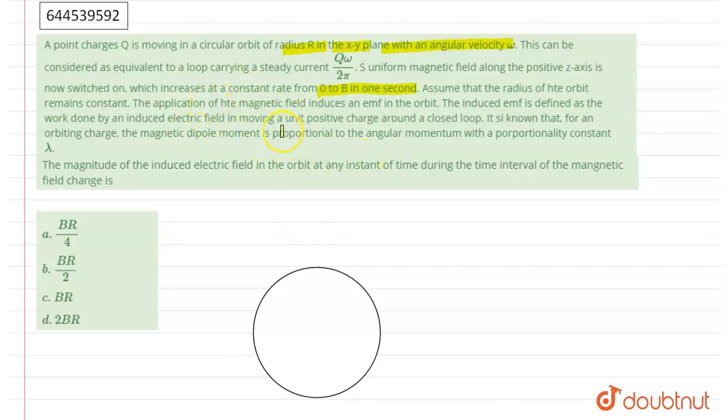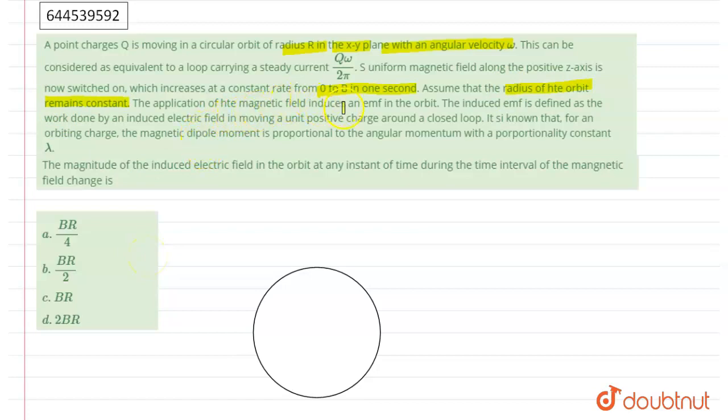So we can consider that the rate of change of magnetic field, dB over dt, is equal to b, because the change in magnetic field in 1 second is b. Assume that the radius of the orbit remains constant, which is also given: the radius of the loop remains constant.